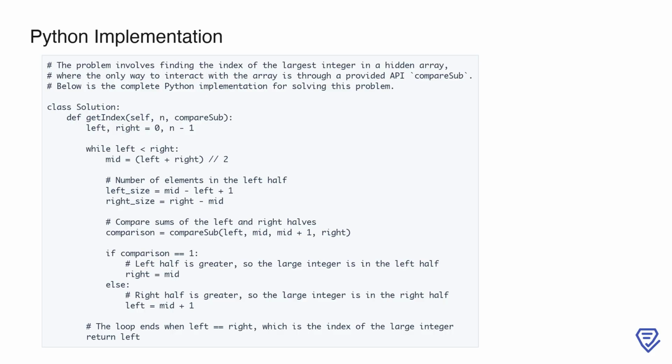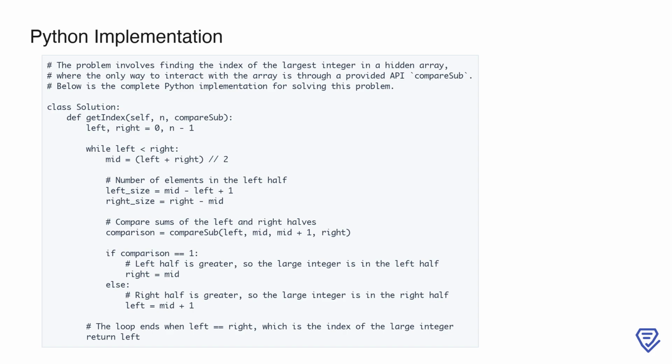3. Calling compareSub. The compareSub API is used to compare the sums of the left and right halves. If compareSub returns 1, the sum of the left half is greater, indicating the large integer lies in the left half. In this case, right is updated to mid to narrow the search to the left half. Otherwise, if compareSub returns -1, the sum of the right half is greater, so the large integer is in the right half. Left is updated to mid + 1.